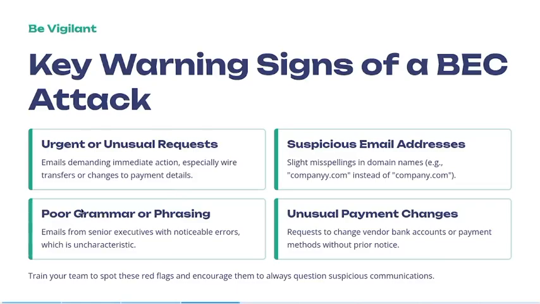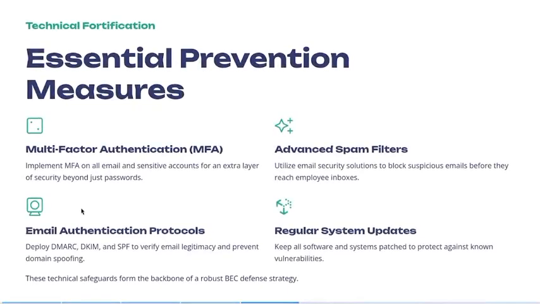Next one, you have poor grammar or phrasing. Emails from a senior executive with noticeable errors, which is uncharacteristic. So when a senior employee sends you a message and there are a lot of grammatical errors or odd phrasing, you might try to go in depth and investigate where the email is coming from. Next one, we have unusual payment changes, requests to change vendor bank accounts or payment method without prior notice. Train your team to spot these red flags and encourage them to always question suspicious communication at any cost.